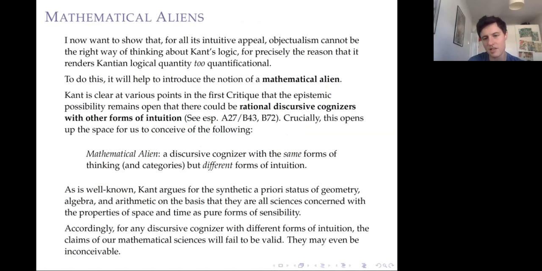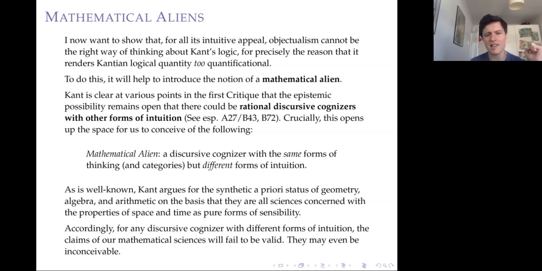Okay, why is objectualism untenable? To explain why I think this position is unworkable, I'm just going to use this notion of a mathematical alien, which is a Kantian discursive cognizer. Right? So they have to have forms of thinking and forms of intuition, and also have content given to them in some way. But they're a discursive cognizer with the same forms of thinking, but different forms of intuition. And we can use this kind of idea with the license of Kant, because he actually talks about the possibility of this. He makes it open as an epistemic possibility that there could be such things. So we're just going to imagine such a thing, and then we're going to see, using that thing, if we can put some pressure on the objectualist.